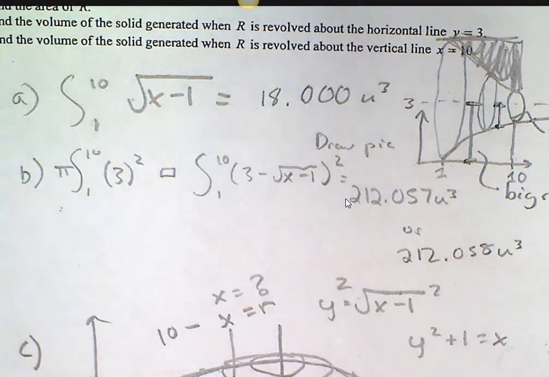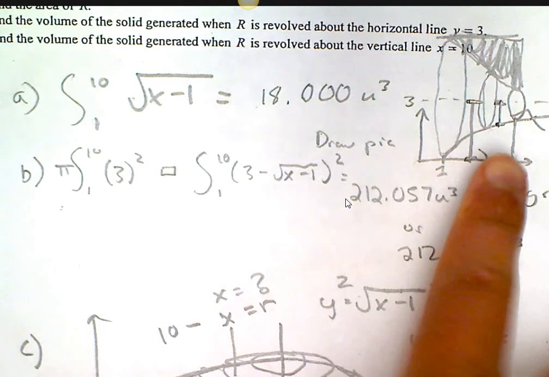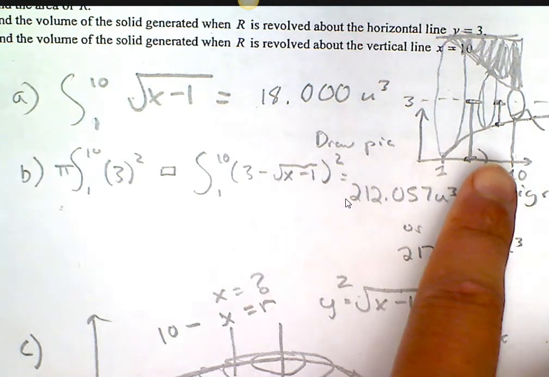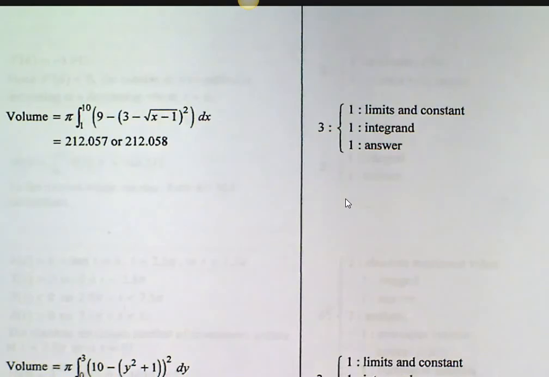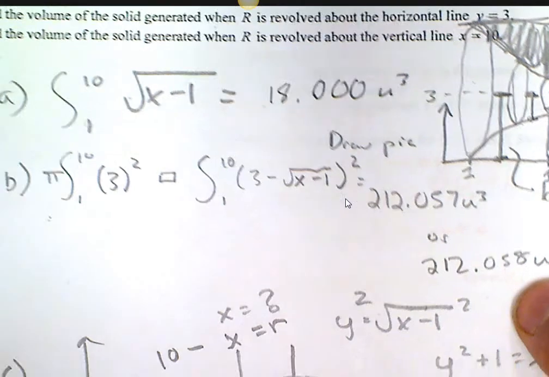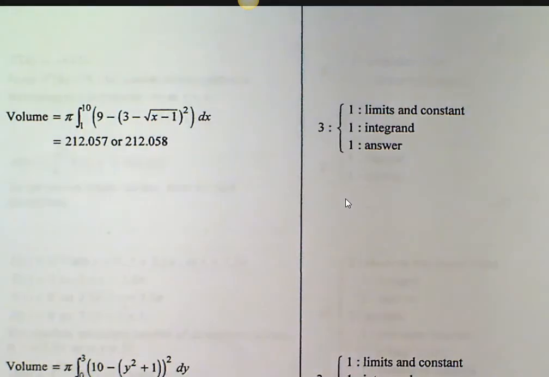Guys, see this picture? It does you a whole lot of good to draw a picture. You'll be surprised what you can do with a picture. Pictures are worth 1,000 words. So, go ahead and grade it. If you got the pi, 1 and the 10, that's a point. If you got the inside, that's a point. Or if you did it like my inside, that's a point. And if you got the answer, that's a point. Next.